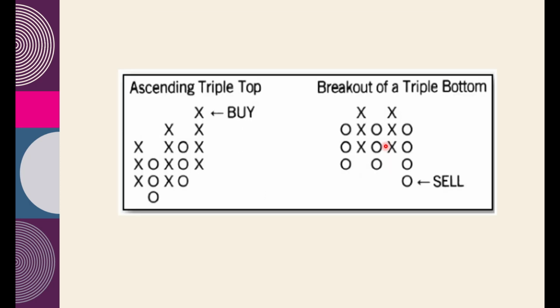Among all these patterns, two pretty significant ones are the ascending triple top and the breakout of a triple top or bottom. The basic logic is whenever the X in the current column is one box above the highest X in the previous column, then we'll buy. Similarly, when there are O's, when the current O is one box below the lowest O, then we'll sell. This is the logic. With this logic, you can refer to this formation and use it in your trading.